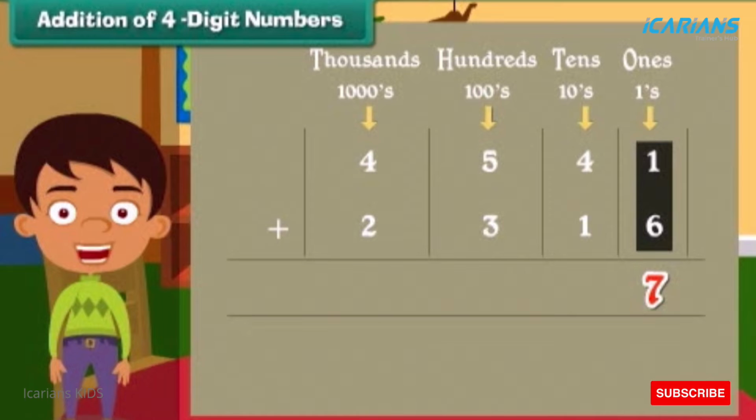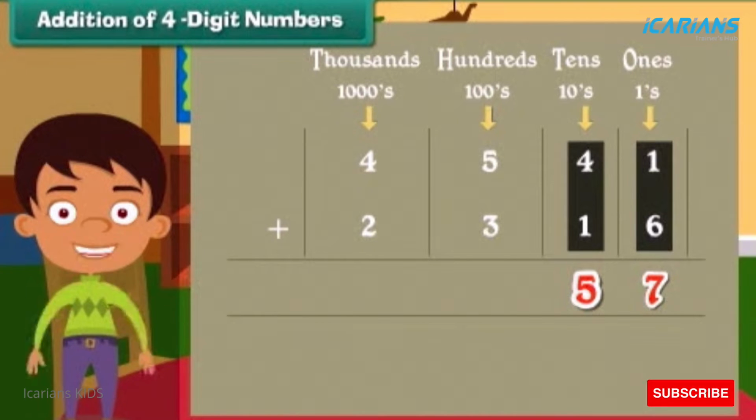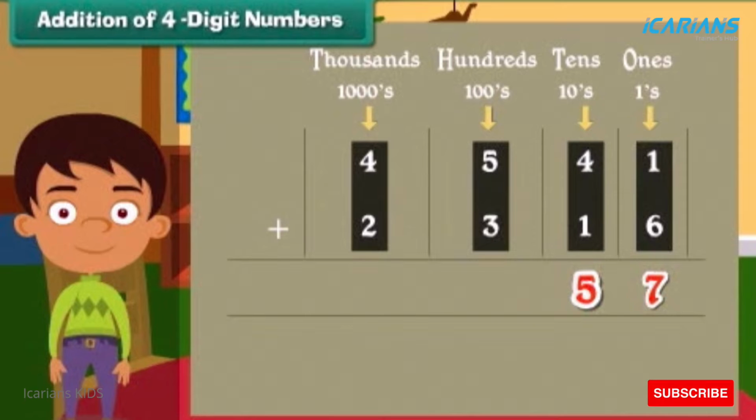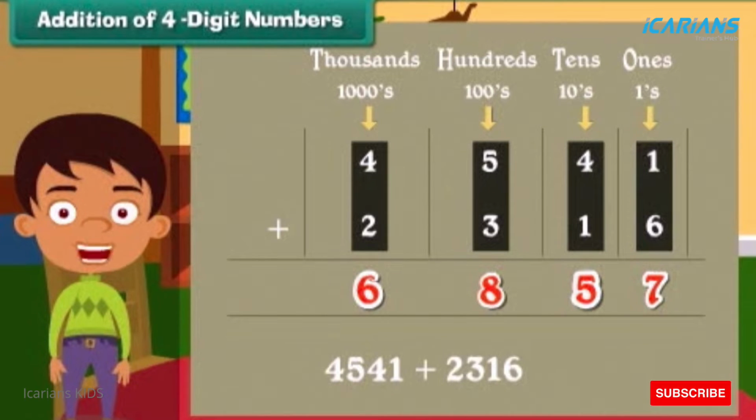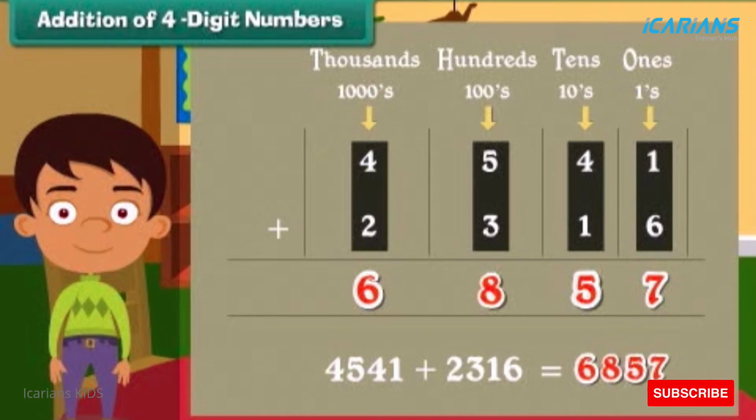Now we move to add the tens. 4 plus 1 is equal to 5. Similarly, we add the numbers under place 100 and thousands. The numbers we get are 8 and 6 respectively. So, given numbers 4541 and 2316 when added is equal to 6857.